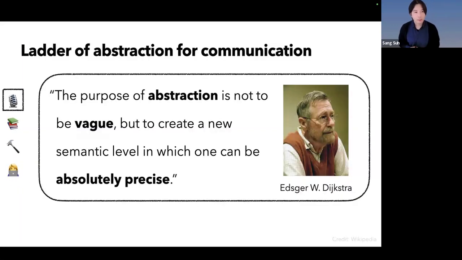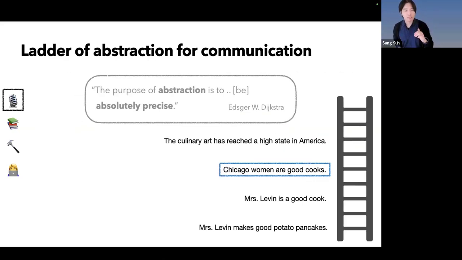As you could tell, one of the great domains where the ladder of abstraction can be useful is communication. Although Dijkstra wasn't necessarily talking about communication here, but more about programming, I think the message can still apply: the purpose of abstraction is not to make things vague, but to be absolutely precise, to find the right semantic level where one can be precise.